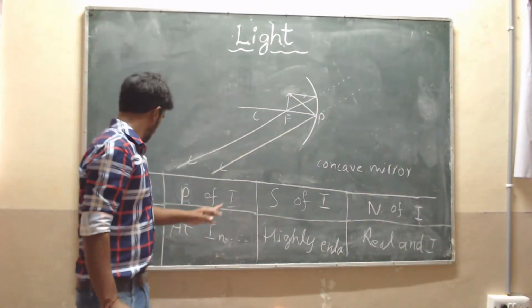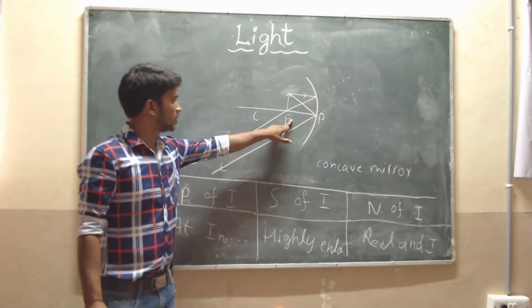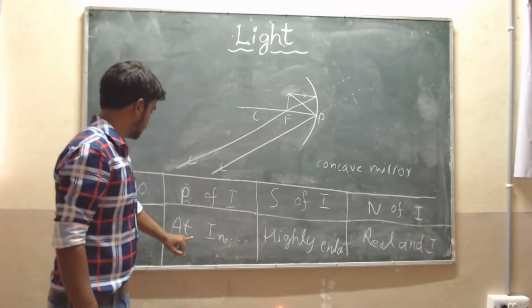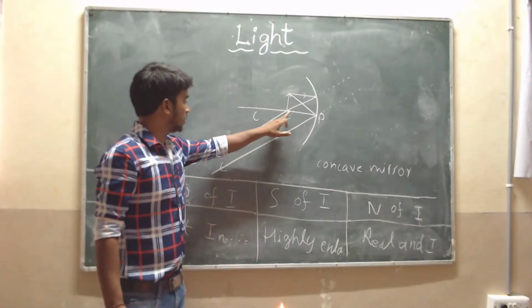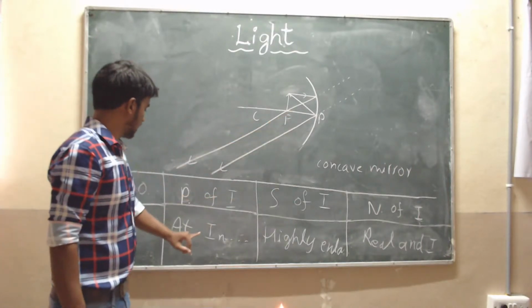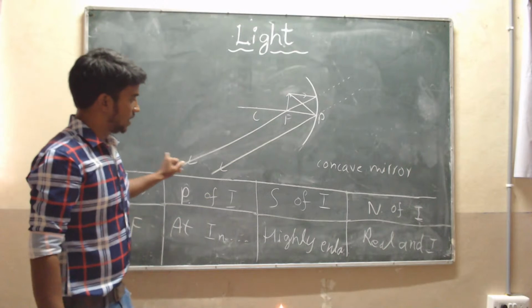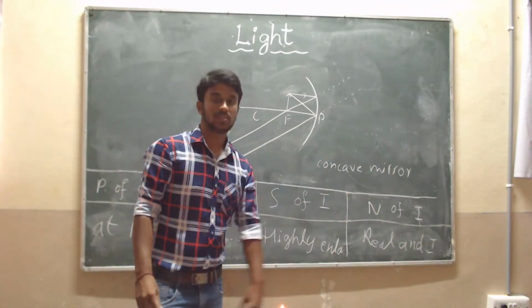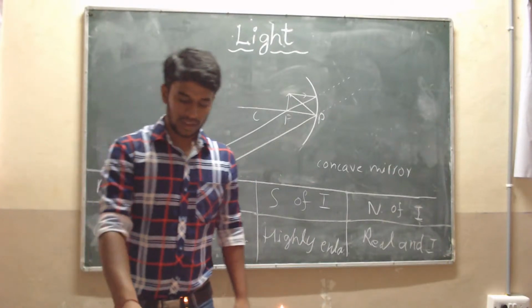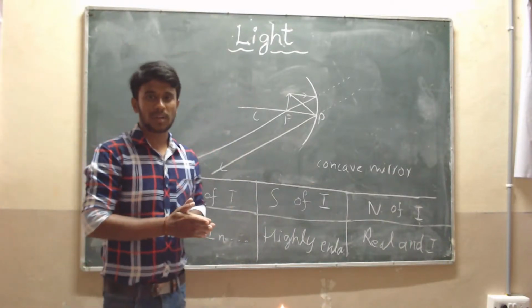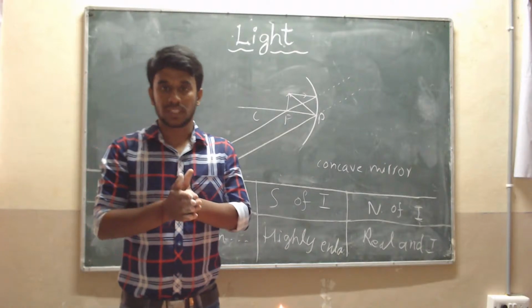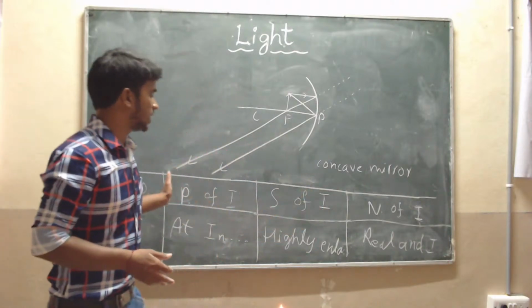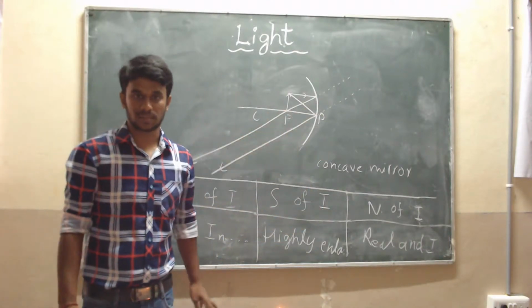See, position of the object at the principal focus, and position of the image at infinite distance, and the size of the image is highly enlarged, and nature of the image is real and inverted. Here the rays never meet, but all the rays are very close to each other. So that's why we get the image at infinite distance. Okay.